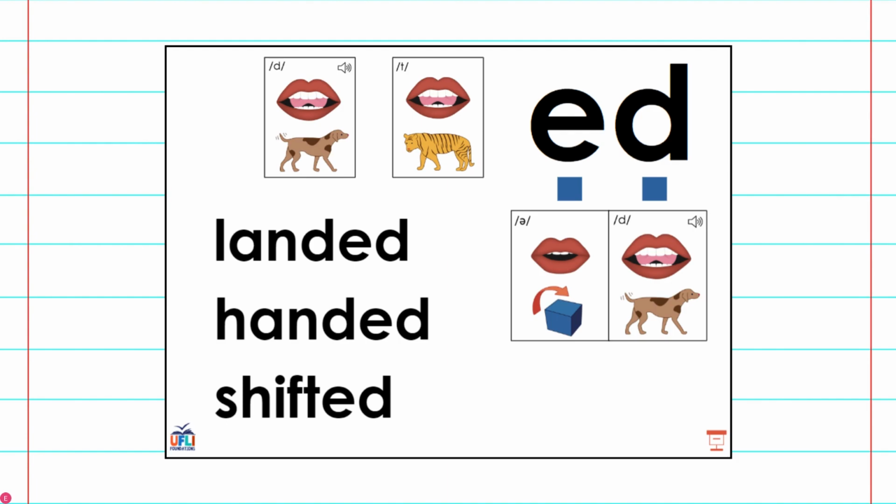If the sound d or t comes before ed, ed makes two sounds, id, and the e is pronounced with a schwa, just like the e in yes. Listen to how I say the second syllable of these words. Landed, handed, shifted. Did you hear the eh?